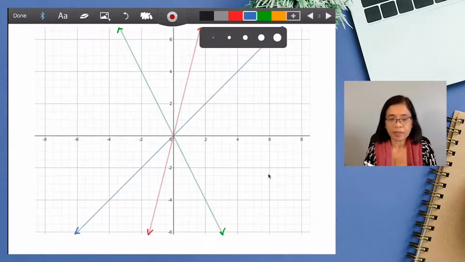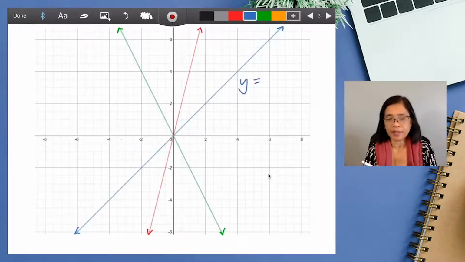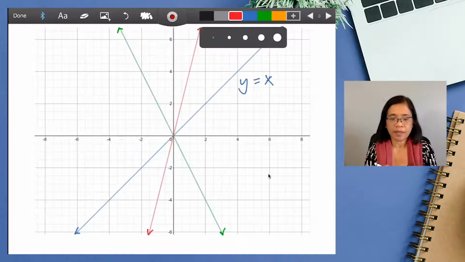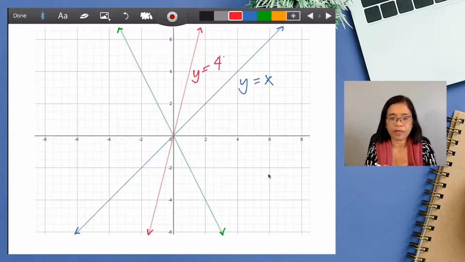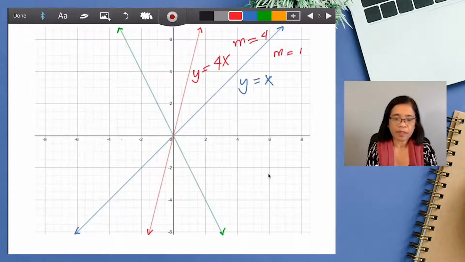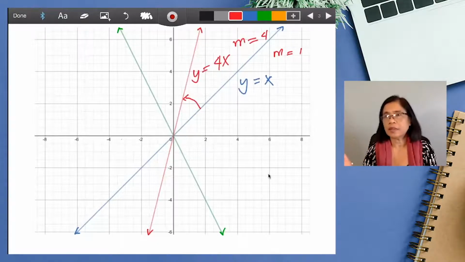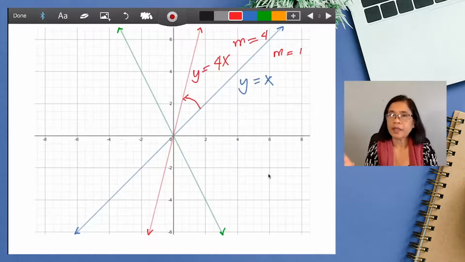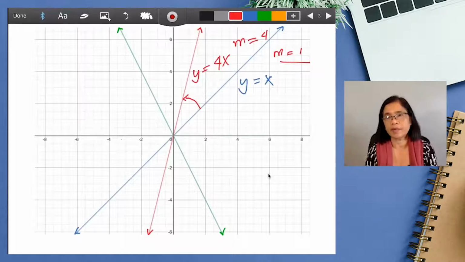So going back, this blue line in the previous slide is y equals x. Then the red line, y is equal to 4x. Notice the effect. When we changed the value of m from 1 to 4, this line moves closer to the y-axis. So as we increase the value of m, the line becomes steeper. Both of these two lines have positive slopes, and they're both rising. They're both inclined to the right.